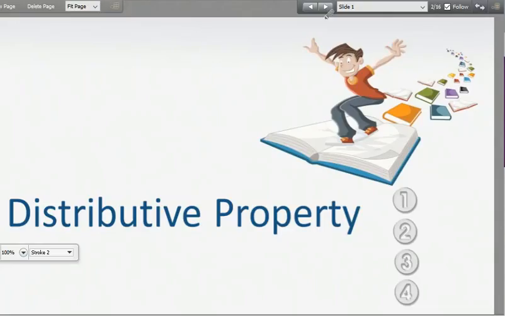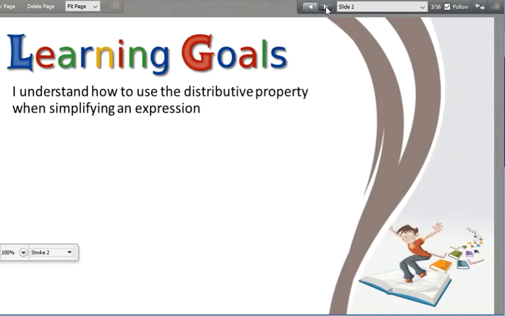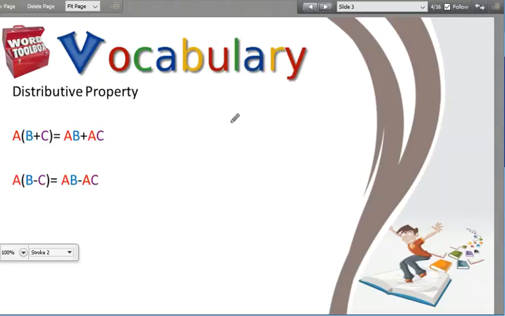The distributive property is a multiplication property. And how it works is that when you have a number or a variable right next to a parenthesis, and there is more than one term inside the parenthesis, both of the terms inside the parenthesis have to get multiplied by what's out front. Okay, so this would be A times B, which gives us our AB, and then A times C, which gives us our AC.